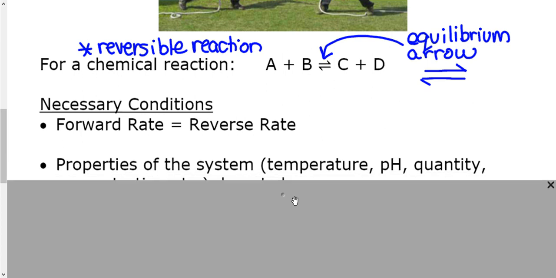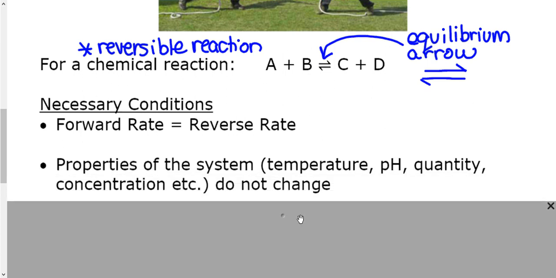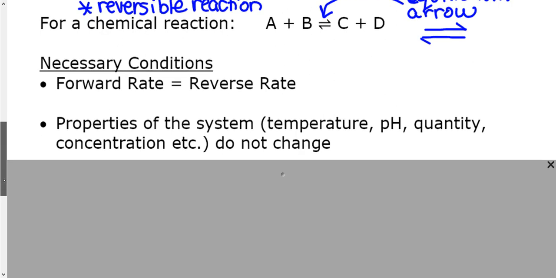Next, you have to make sure that all of those properties of the equilibrium system don't change. If you remember from our last unit on energy and rates of reaction, there were some factors that affected the rate of a reaction. Here we want to make sure these things don't change, because then that changes the rate, and then that causes a problem with our first condition there. So things like temperature has to be constant. pH has to be constant. Quantity, that means amounts, have to be constant. We're dealing with concentrations, that has to be constant. And there's more, but all of those things can't change. They have to be constant.